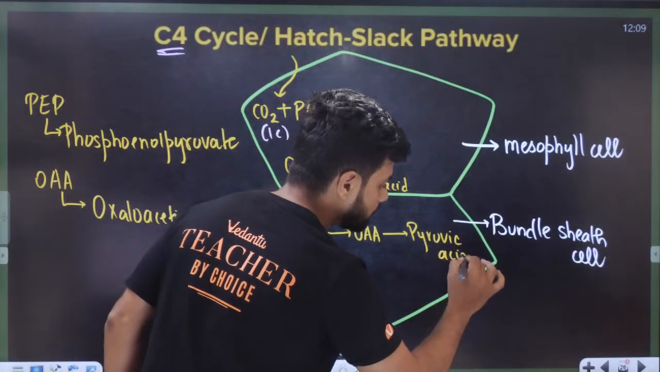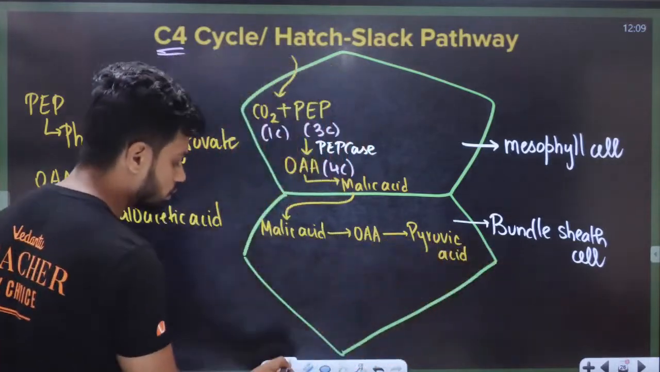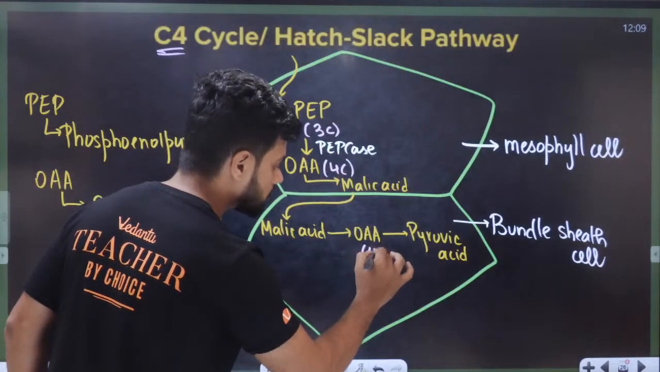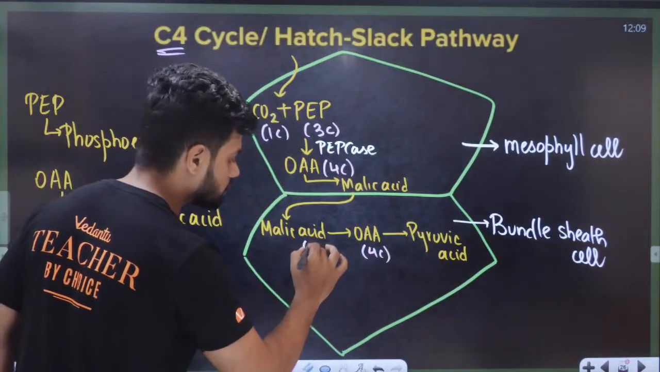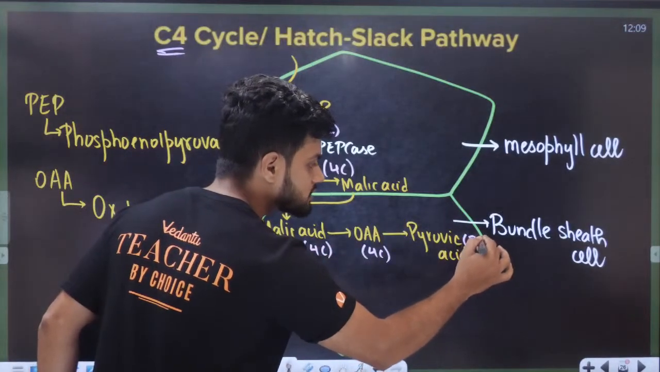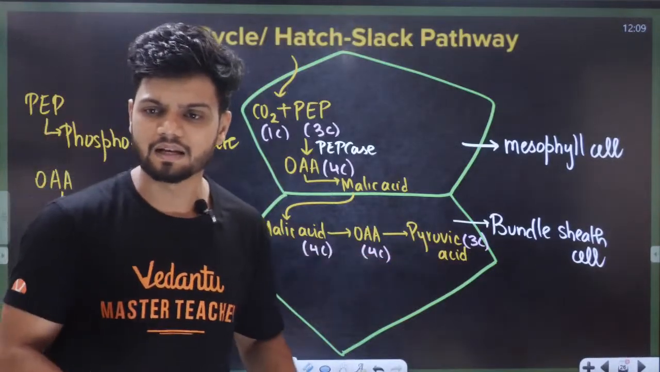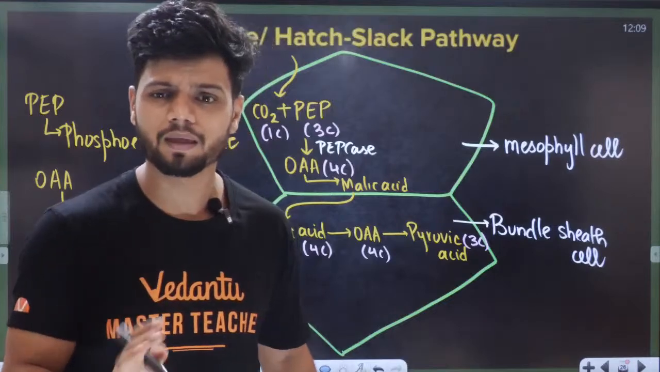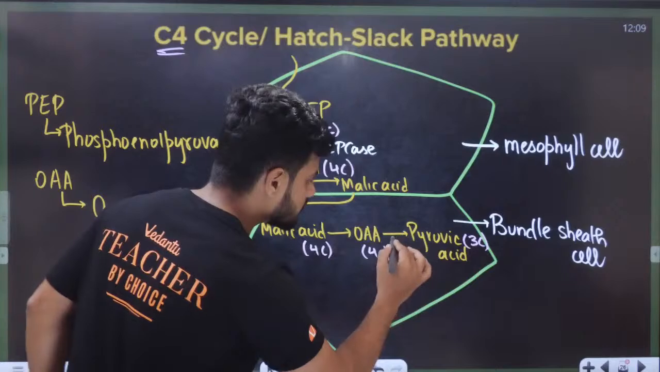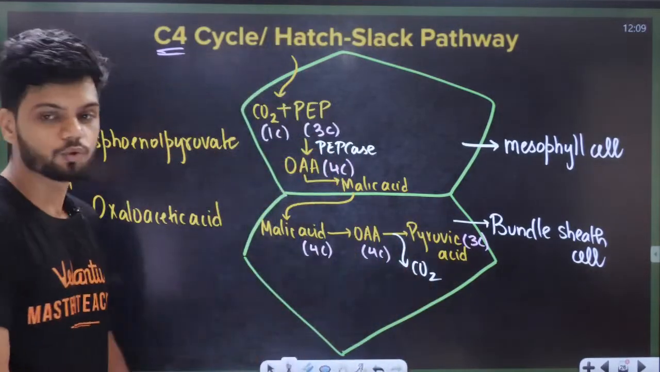Your malic acid and oxaloacetic acid, both of them are how many carbon? They are 4 carbon. But pyruvic acid is 3 carbon. So 4 carbon, 4 carbon, 3 carbon. Can I tell 1 carbon is missing from somewhere? Yes, it is coming out. 1 CO2 is released.